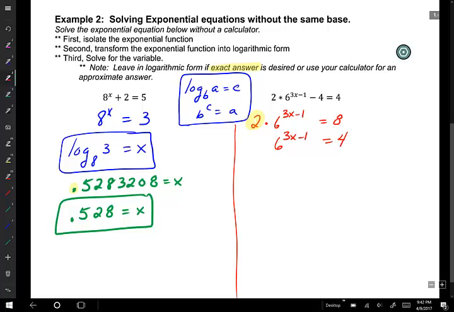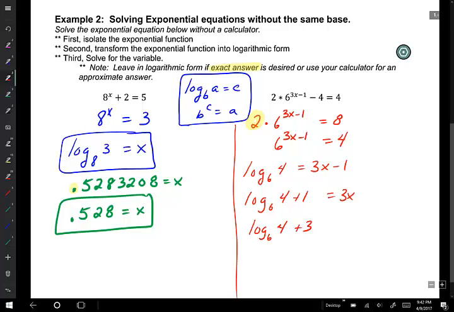4 is 2 squared, and that's not the same as 6, obviously, so we're going to have to use our transforming into logarithmic form here. So log base 6 of 4 equals 3x minus 1. We now solve for x, so we're going to add 1 to both sides, and then we're going to divide by 3.